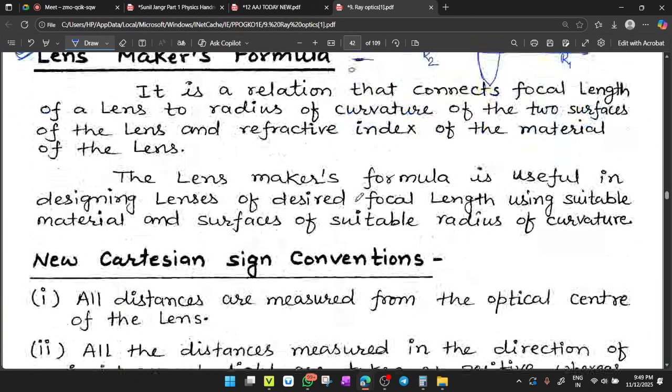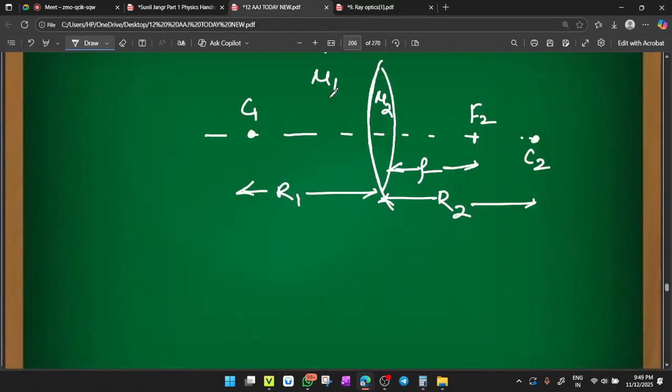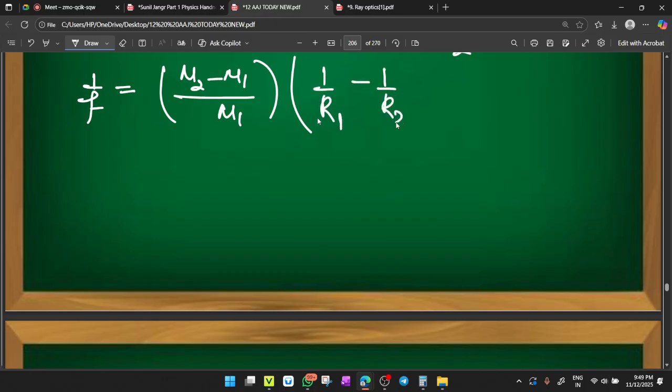Let us start the lens maker's formula. The lens maker's formula is useful in designing a lens for desired focal length using suitable material and surfaces of suitable radius of curvature. Clear? Actually, the lens maker's formula will be: 1 upon f equals (mu2 minus mu1) upon mu1, times (1 upon R1 minus 1 upon R2).